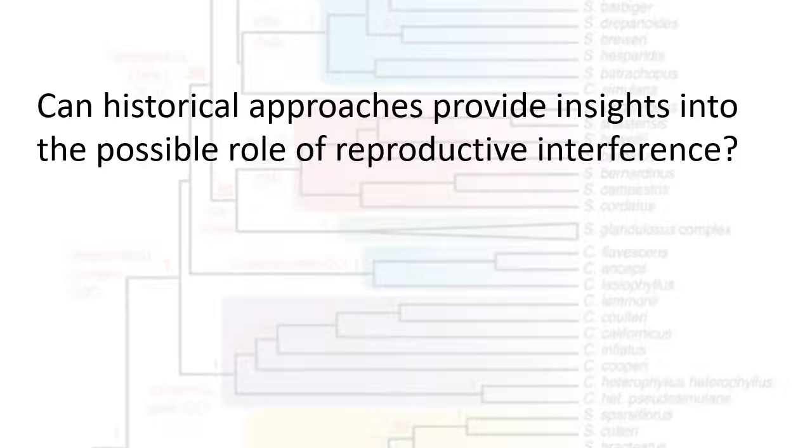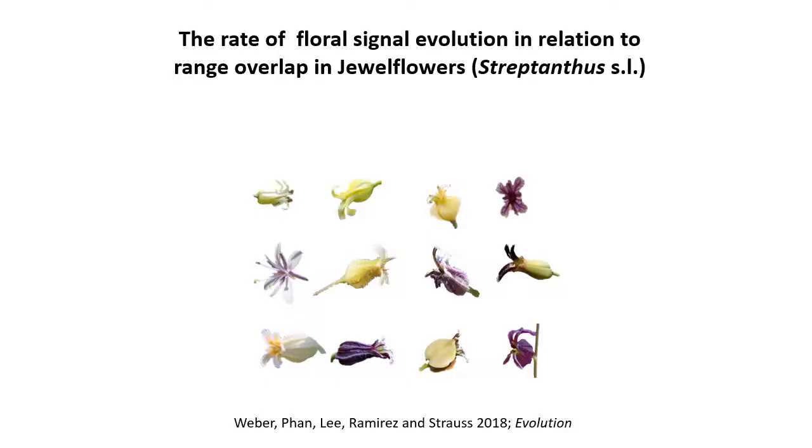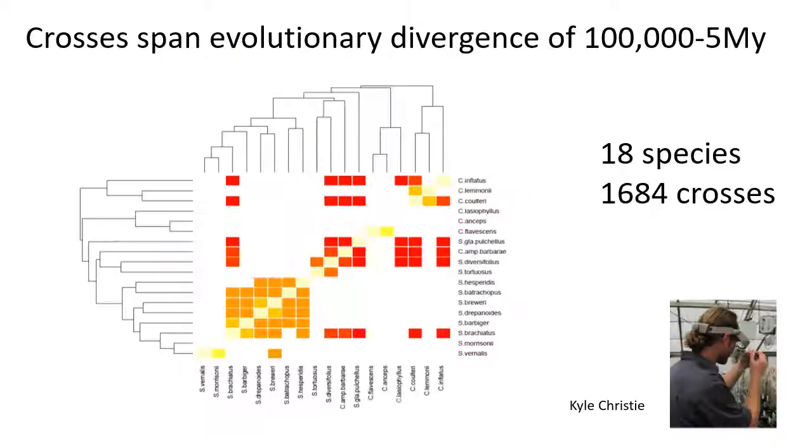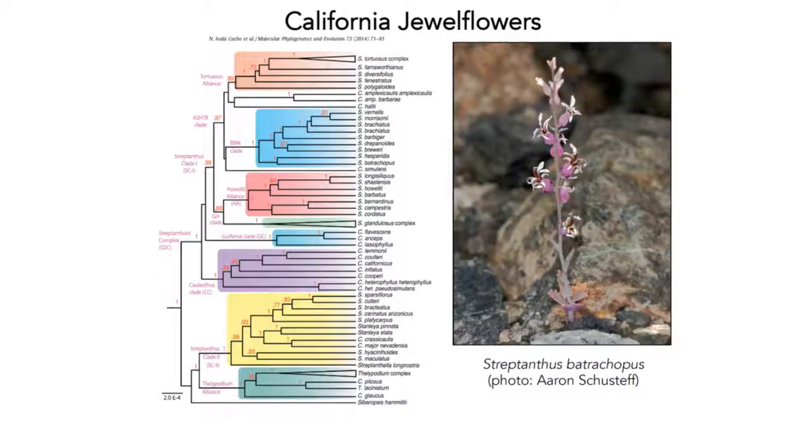So I've just become more and more interested in this topic, and I thought, I have a lot of data on Streptanthus. Can historical approaches provide us any insights into the possible role of reproductive interference? So this is a group of mustards. They're called jewel flowers because they're really beautiful. They don't look like any other mustard that you've ever seen. Oh, shoot. So this is what they look like.